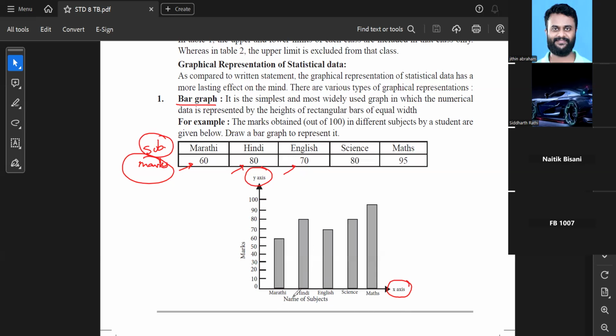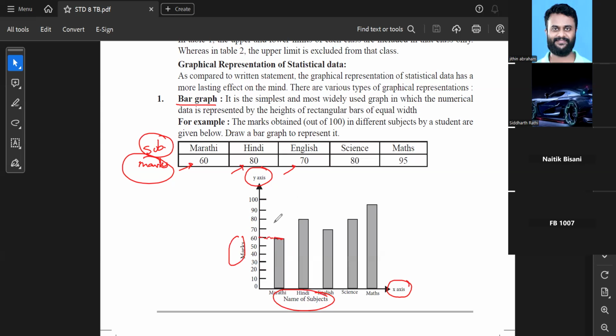Now, in this case, I'll write Marathi, Hindi, English, Science, and Math on the x-axis. So basically, I've written the name of subjects on the x-axis and the marks on the y-axis, starting from 0 to 100, because out of 100 it is. Okay. Now, for example, if Marathi में 60 का score है, तो 60 से I'll just take a measure from 60, keep a scale over here, and इस level पे I'll draw a bar like this, like how they have drawn.